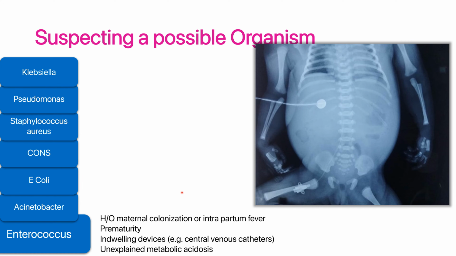And lastly, when do we suspect enterococcus? Enterococcus is suspected when there is history of maternal colonization or intrapartum fever, prematurity, indwelling devices like central venous catheter, like you can see in this case, there is a femoral line that has been placed, and unexplained metabolic acidosis in a baby can lead us to suspect presence of enterococcus in a neonate.